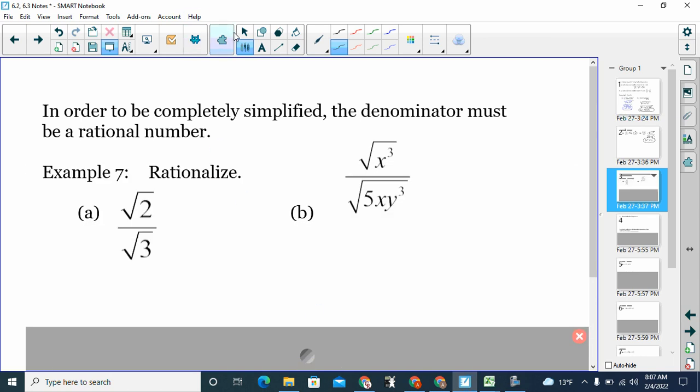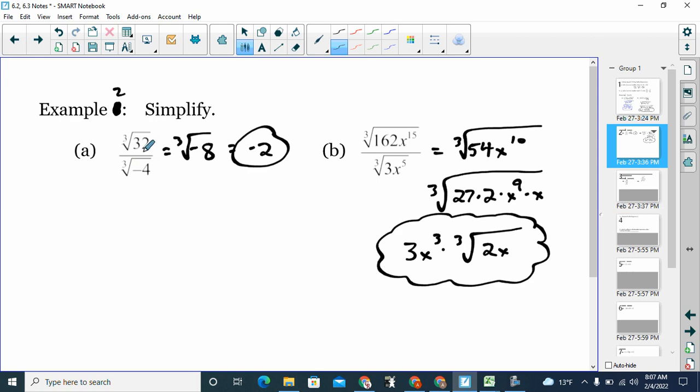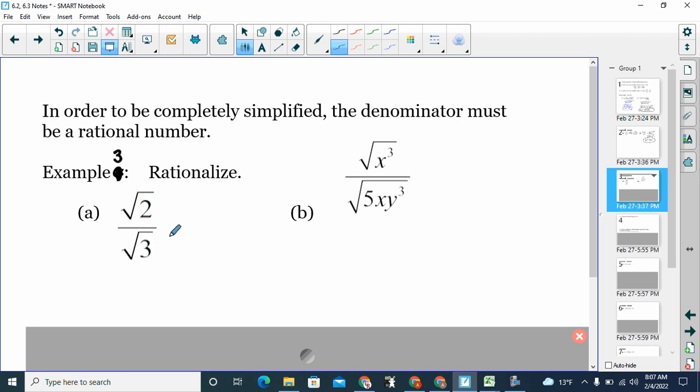So example 3 here, part A, we are given root 2 divided by root 3. If it divides evenly, we're just going to do it like this, where we divide it and then take the root. Problem is 2 divided by 3 does not come out even.